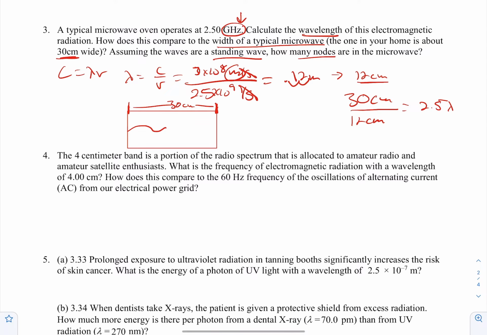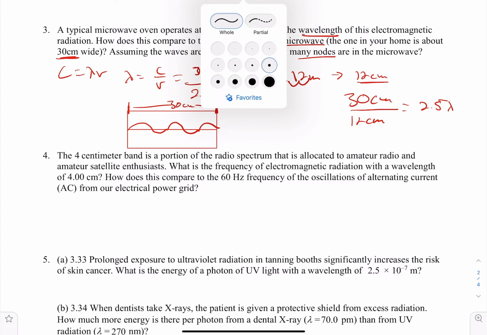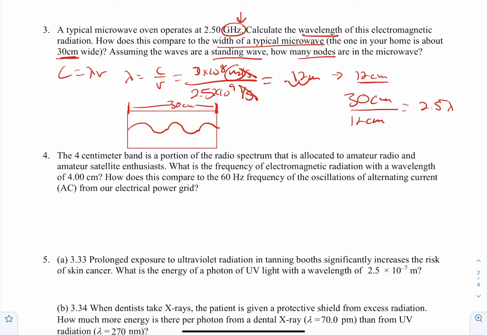Oh, geez. Make a straight line here to help me out. 1, 2. Sorry about this. 1, 2.5. There we go. All right, so 1, 2, 2.5. So this is what it would look like going across the microwave.